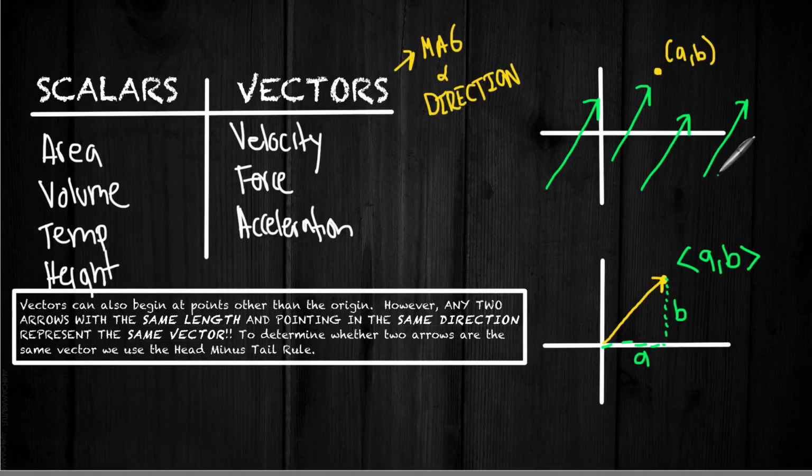And guess what? If they're all pointing in the same direction, meaning they have the same slope and they have the same magnitude or length, they are the same vector. And to determine whether two arrows are the same vector, we're going to use what's called the head minus tail rule, which we'll talk about next.